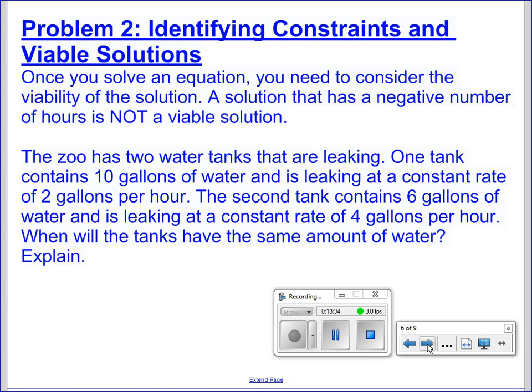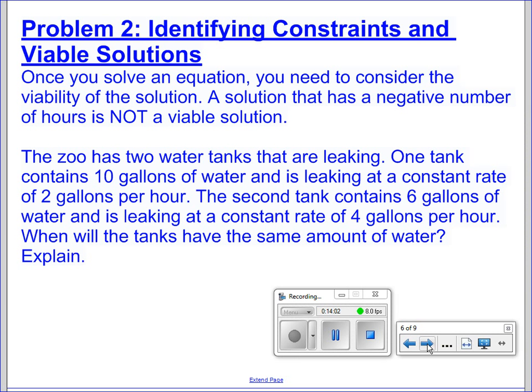All right, so here is our problem that we're faced with. The zoo has 2 water tanks that are leaking. One tank contains 10 gallons of water and is leaking at a constant rate of 2 gallons per hour. The second tank contains 6 gallons of water and is leaking at a constant rate of 4 gallons per hour. When will the tanks have the same amount of water?